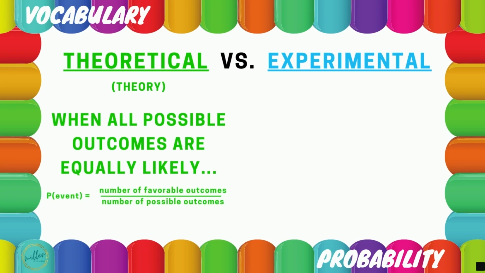the number of favorable outcomes divided by the number of possible outcomes. This is a lot like what you've already done. The probability of something and the theoretical probability of something is pretty much the same idea.